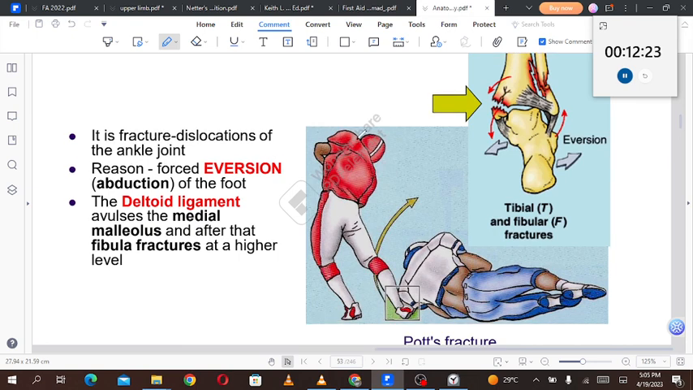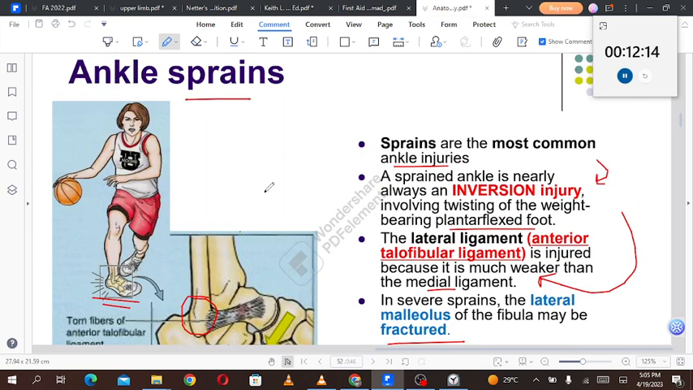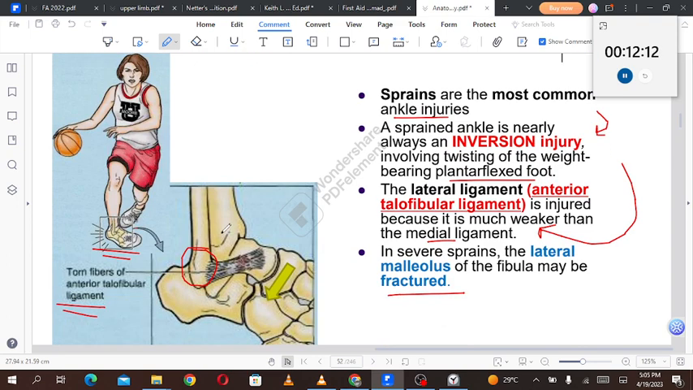So if there is fracture or dislocation of the ankle joint, that is called Pott fracture. Reason: excessive eversion of the foot. Normally there is inversion, and that will result in a sprain. A very severe sprain can lead to damage to the medial malleolus.